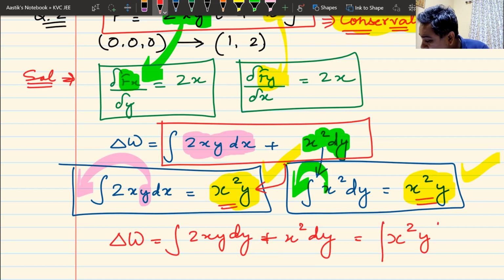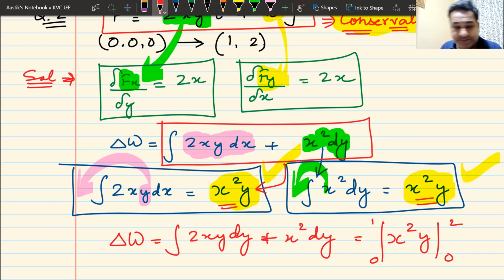Now you have to put the limits on it. Since it has x and y, you have to put the limits of both x and y. So x varying from 0 to 1, y varying from 0 to 2.